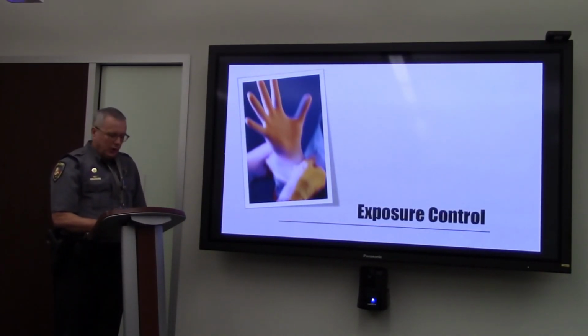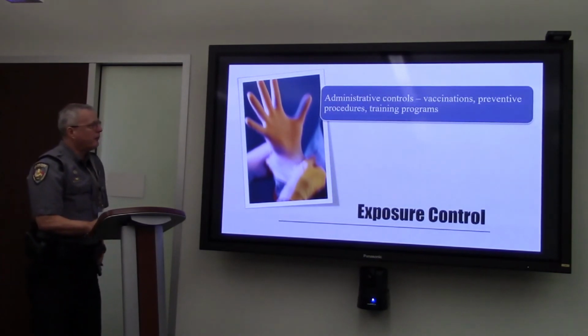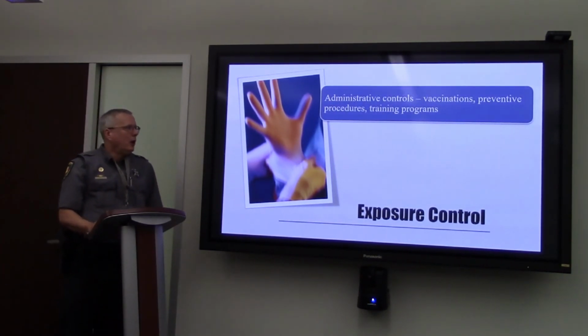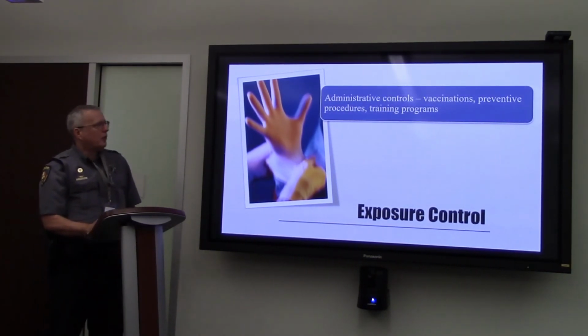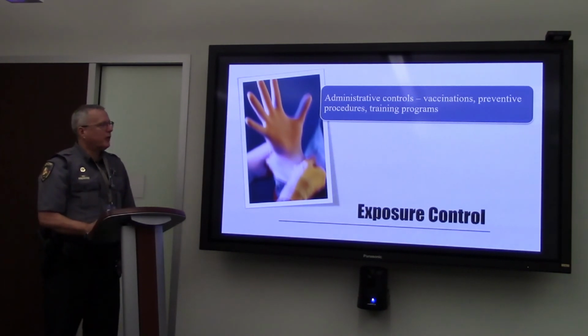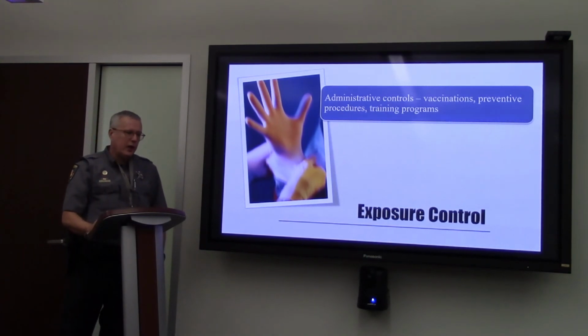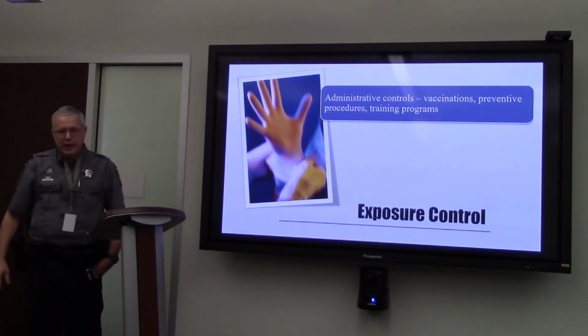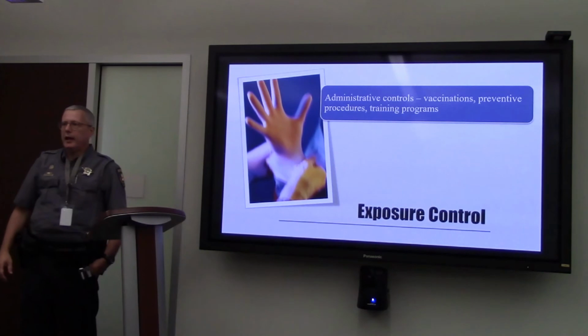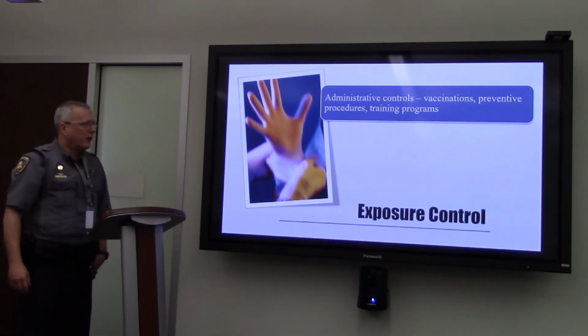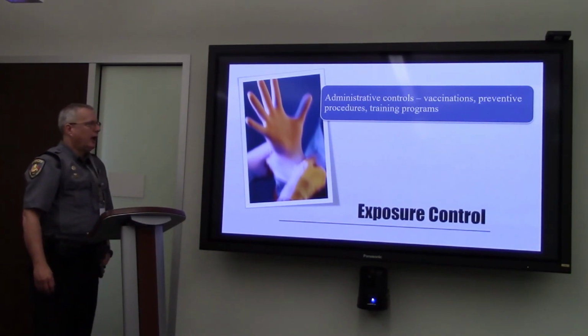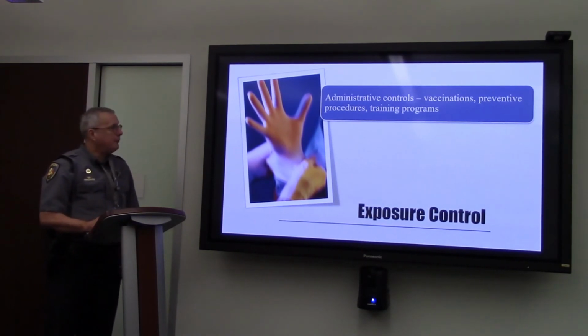Exposure control. When we talk about exposure control, there are a couple of different things we talk about. The first one is the administrative controls. Administrative controls are things like vaccinations, training programs, mandatory continuing education, anything where you're going to get an email from the administration telling you that you have to do something is an administrative control.